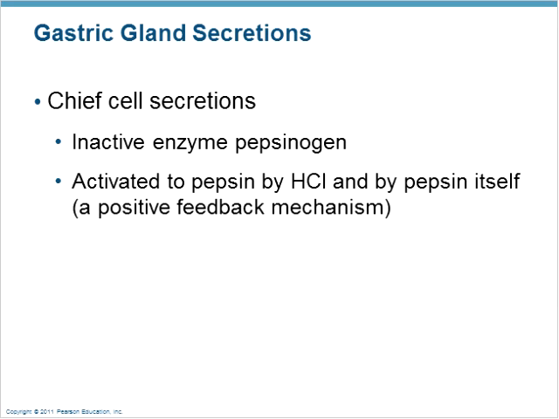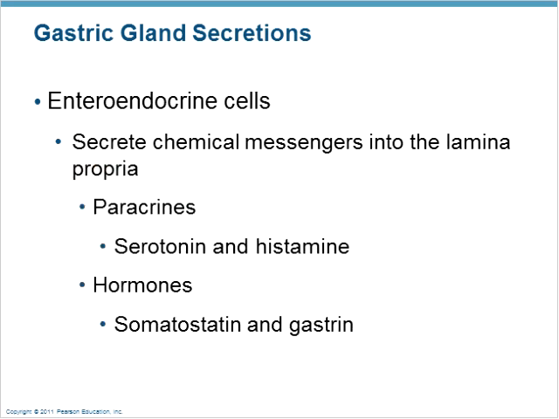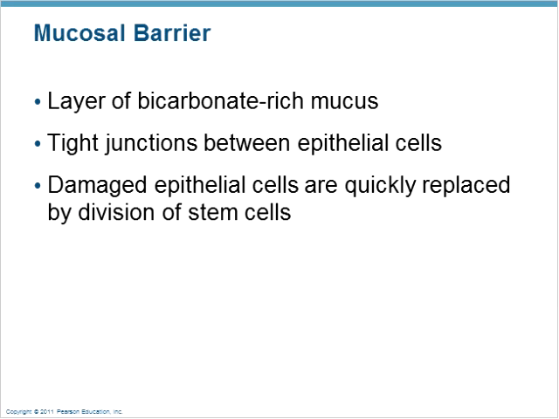We also have chief cell secretions, and they secrete the inactive enzyme pepsinogen, which is activated to pepsin by hydrochloric acid and by pepsin itself. So it's a positive feedback mechanism within the stomach. We have enteroendocrine cells. They secrete a chemical messenger into the lamina propria. They include paracrines, which are serotonin and histamine, and hormones, which include somatostatin and gastrin.